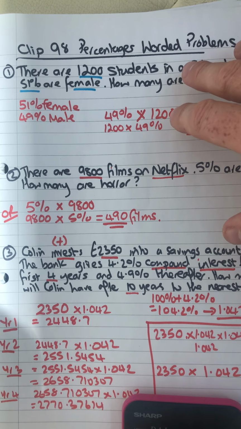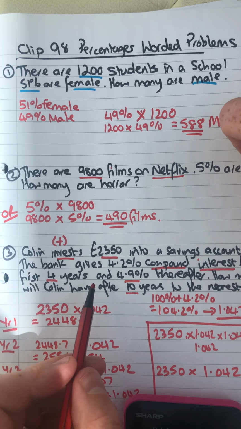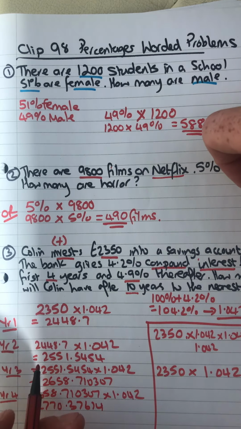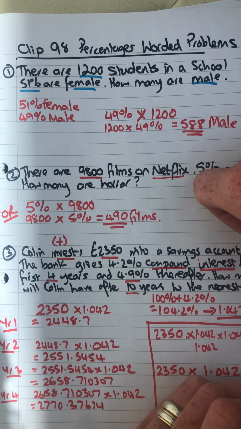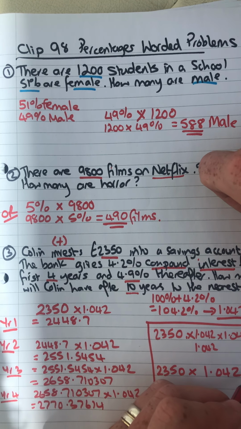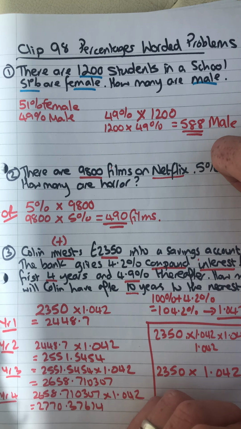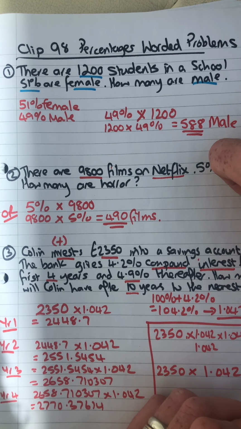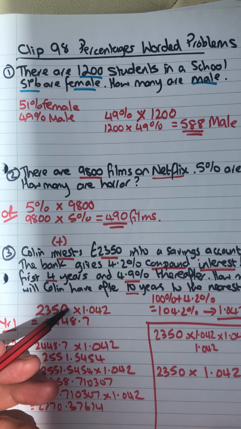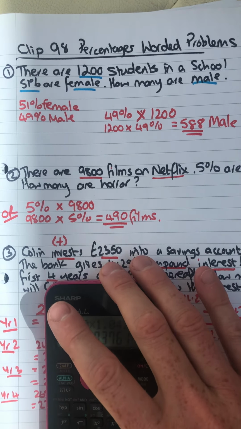Now if we use the same process to do this 4.9, how many more years have we got to do? We've got 6 more years to do. So if I did times by and then get a multiplier for 4.9, well, if that's 4.2, this one's going to be 1.049. If I did that in my calculator, I would get the amount I've got at the end of 10 years without having to do every single step separately.